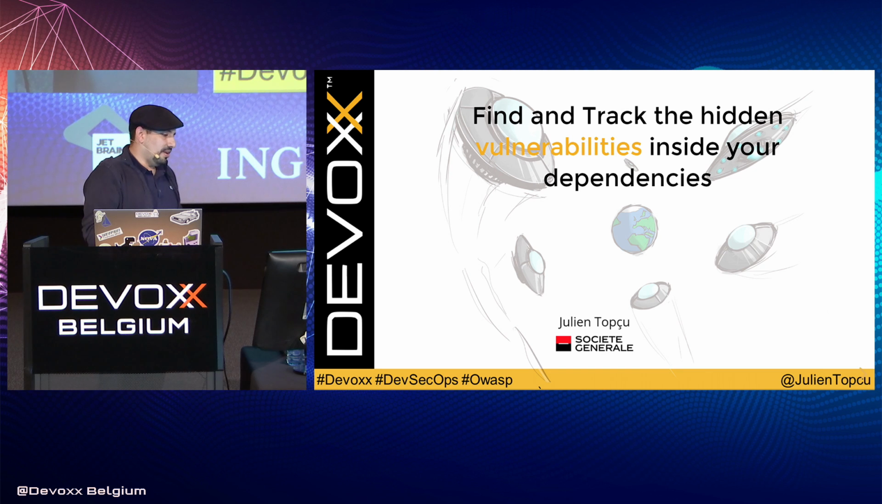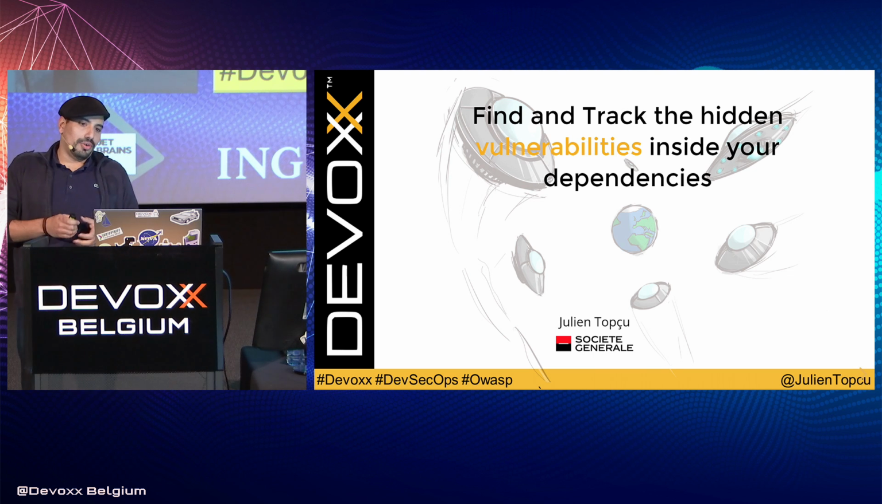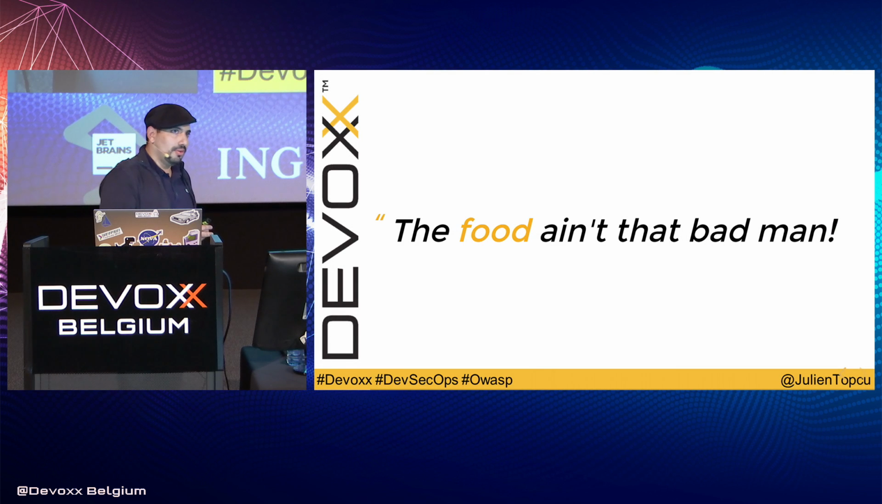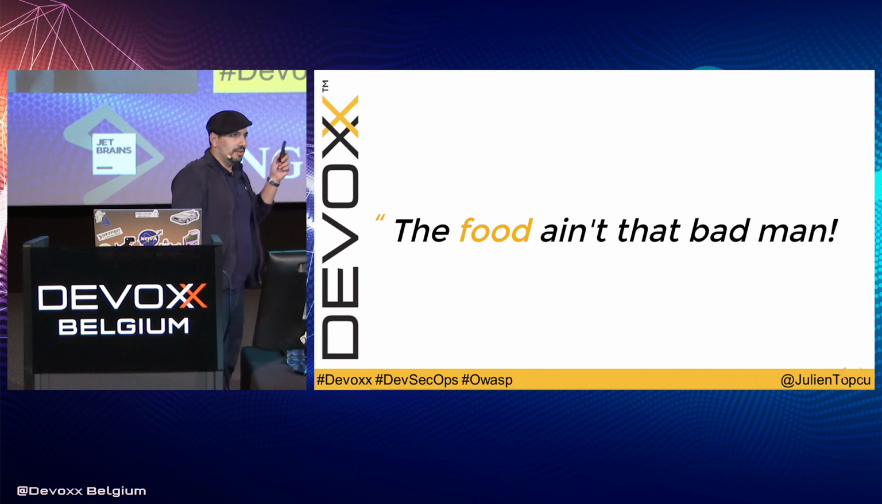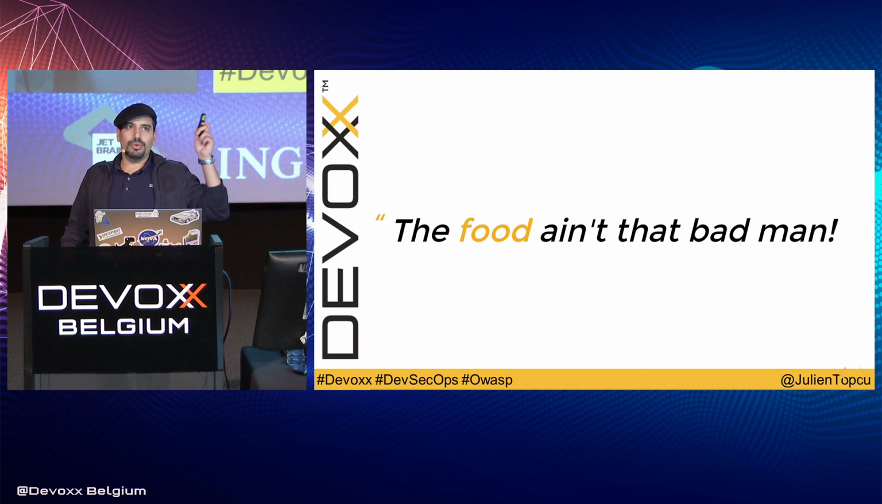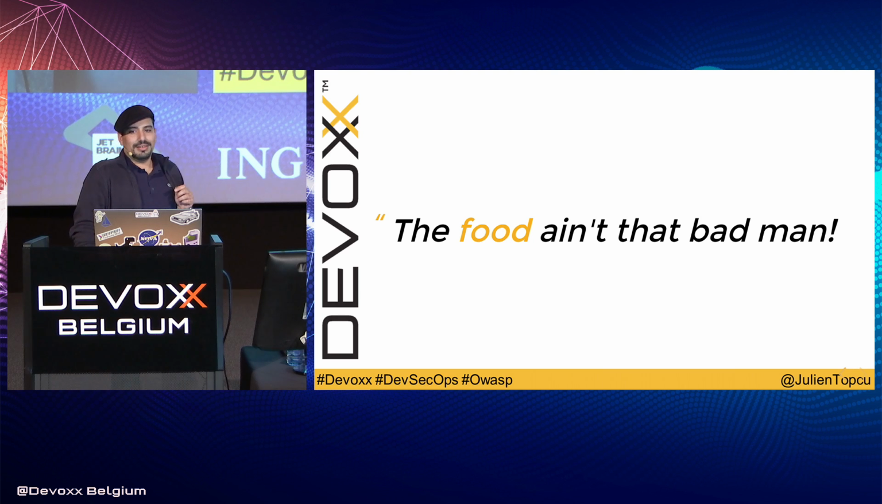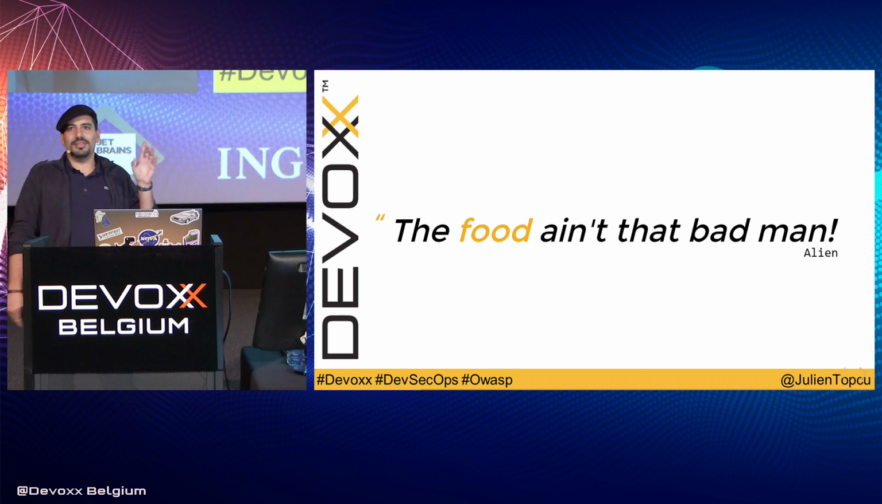So the thing is that if you are not trying to find out what's going on in your dependencies, you are currently facing a risk that is really well depicted by the scene of that movie, where you can find that quote. Do you know which movie I'm talking about? No? That's the Alien movie. Who have seen that movie?